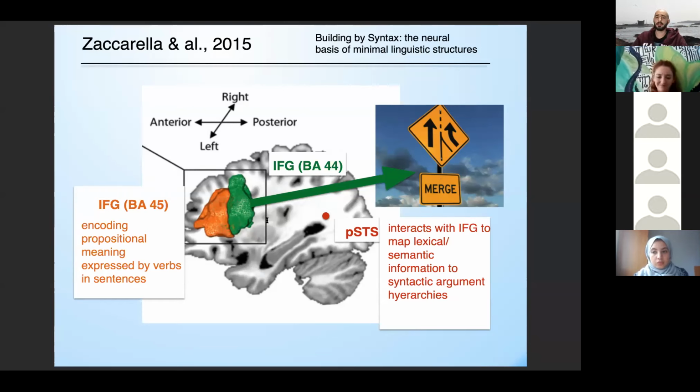Yeah, so basically the conclusion is, if you really want to find pure syntactic computations in the brain, you should go to BA44, not just Broca's area in general, but the more posterior part. As soon as you move to BA45, you are already adding some semantics and some mapping of, for instance, the propositional meaning expressed by the verb. Okay.